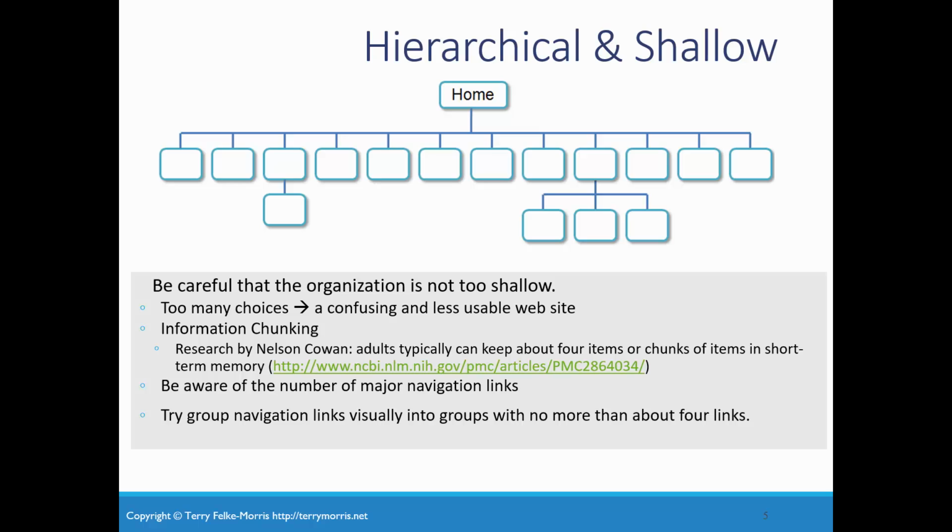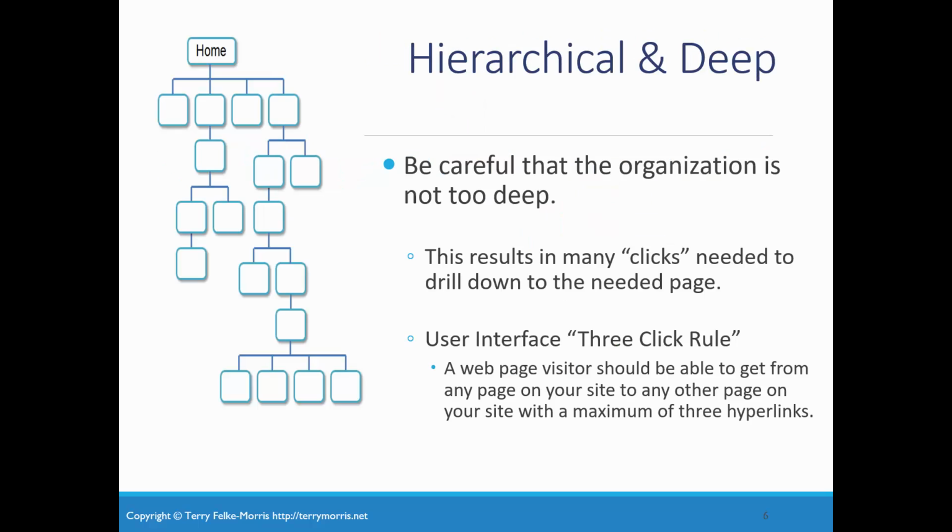Now one thing you have to worry about is being too shallow. Because if right off the home page, in this example, they've got what? 1, 2, 3, 4, 5, 6, 7, 8, 9, 10, 11, 12 different things right underneath there. You may have heard the saying, miles wide and inches deep. That's kind of what this is. So as they mentioned, be aware of the number of major navigation links and try to limit it at each level to no more than about 4 or so.